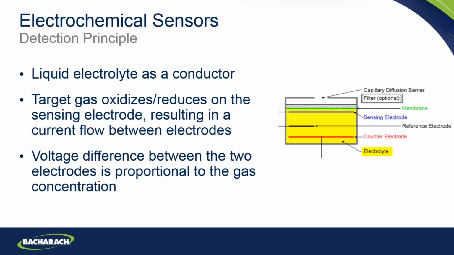Electrochemical sensors use liquid electrolyte as a conductor, and the target gas either oxidizes or reduces on the sensing electrode, which results in a current flow between the electrodes within the sensor, and the voltage difference between those two electrodes is proportional to the gas concentration.